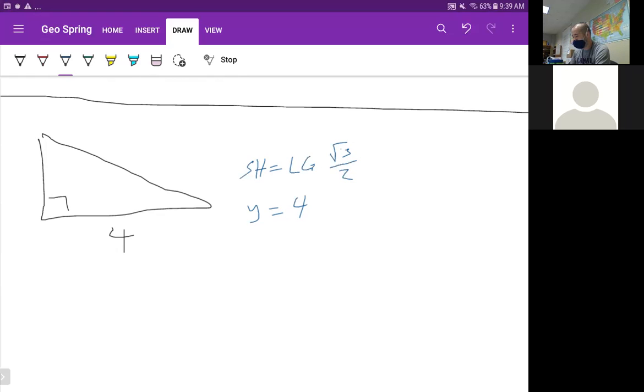Oh, no, I picked a number that's going to reduce. Just to make this more similar to what you have on your assignment, I'm going to change this number to 5. Then it'll look more like yours. Okay, so it's going to be 5 times square root of 3 over 2. There's no other way to simplify that, so it's just 5 square roots of 3 over 2.